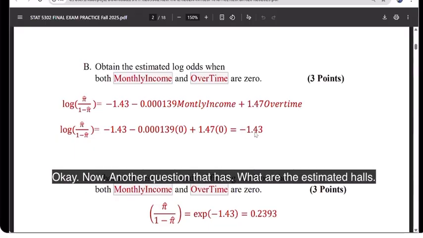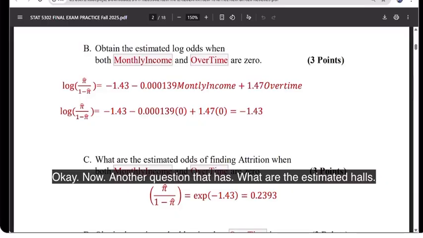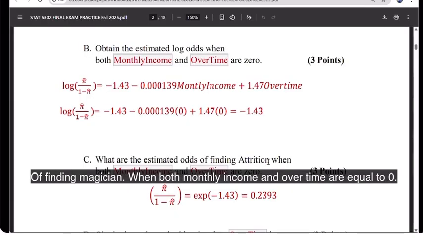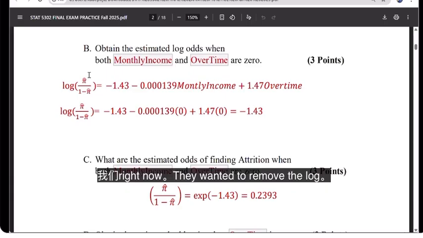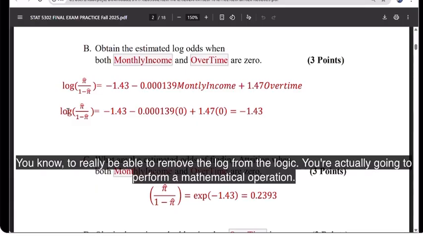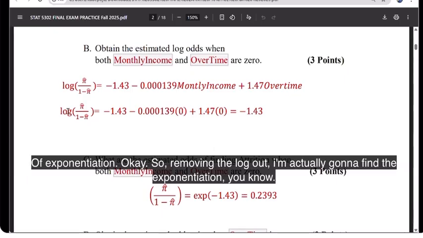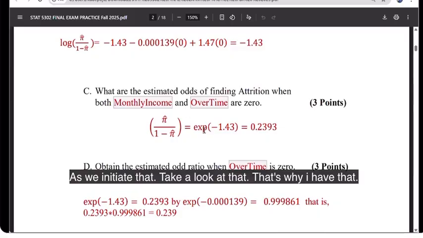Now, another question I have: what are the estimated odds of attrition when both monthly income and overtime are equal to zero? Here we made use of the log odd, but right now they want you to remove the log. To remove the log from a logit, you perform the mathematical operation of exponentiation. So removing the log odd, I'm going to find the exponential of that. Take a look at that.